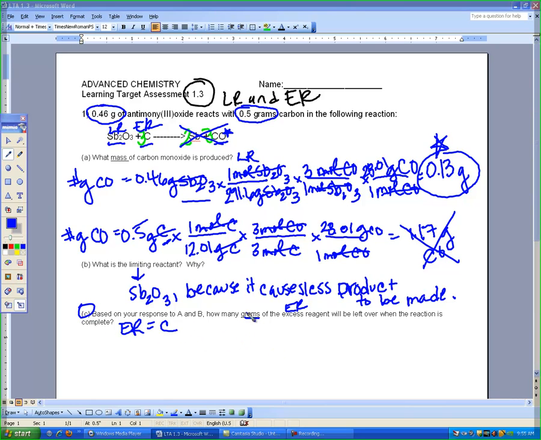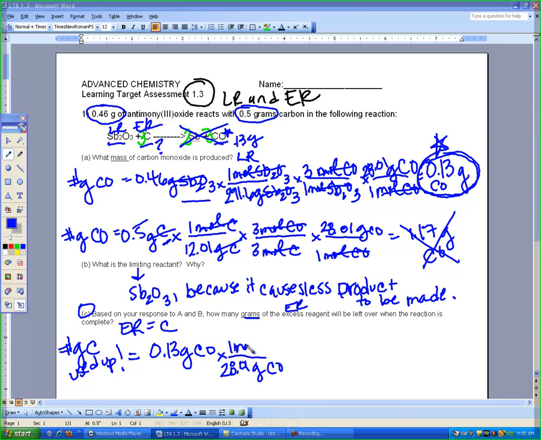That's my excess reactant. So the first thing we need to find is the number of grams of carbon used up. If we want to know how much is left over, we have to figure out how much was used up first. You have to figure out how much carbon is used up to make this amount, 0.13 grams of carbon monoxide. So we're working backwards. If I'm going to make 0.13 grams of this, how much carbon is that going to require? So if I've got 0.13 grams of CO, remember 28.01 for every 1 mole, and for every 3 moles of CO, I need 3 moles of carbon. And for every 1 mole of carbon, it takes 12.01 grams of carbon to make 1 mole.